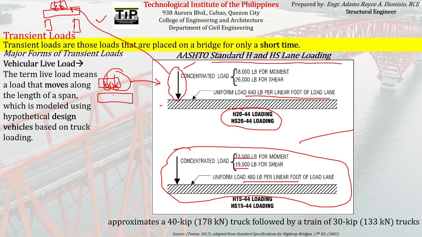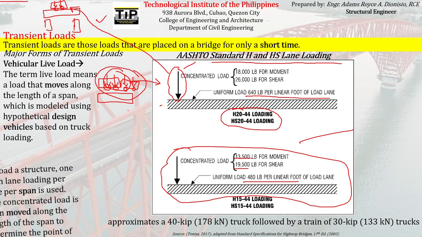As I mentioned, that new configuration of AASHTO loading approximates a 40 kip or 178 kilonewton truck followed by a train of 30 kip or 133 kilonewton trucks. So instead of a train of trucks, many trucks passing over our bridge, AASHTO made it like this. It is a combination of a concentrated load and a uniform load to represent the effect of the same loading composed of a train of trucks. So AASHTO changed that. AASHTO keeps changing its mind.